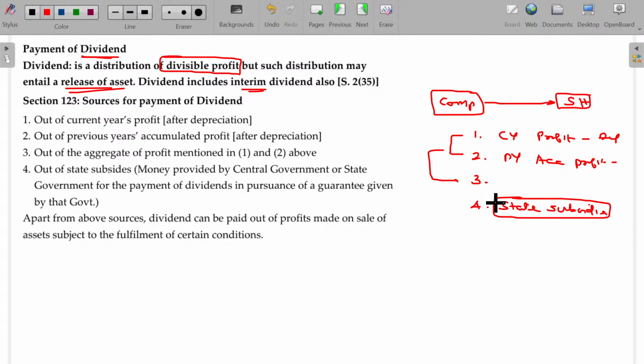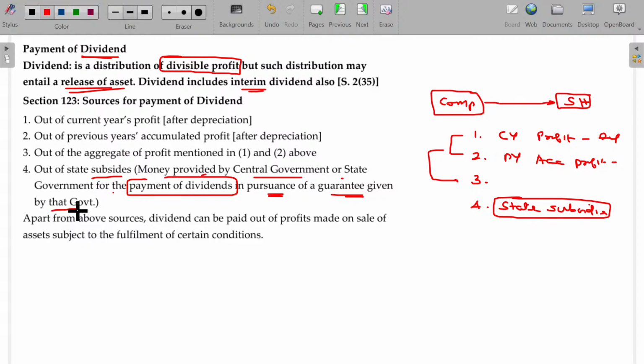The compensation given by the government for revenue loss is nothing but the owner's fund only. You can use the subsidy for the revenue loss for the distribution of dividend. So out of state subsidies, money provided by the central government or state government for the payment of dividends in pursuance of a guarantee given by that government. Government has given the guarantee, you sell for 8 rupees. Rather than selling for 10, if you are selling for 8 rupees, there's a loss of 2 rupees. Will you give the guarantee? If the subsidy is for the guarantee, it can be used for the dividend distribution. Is that clear?